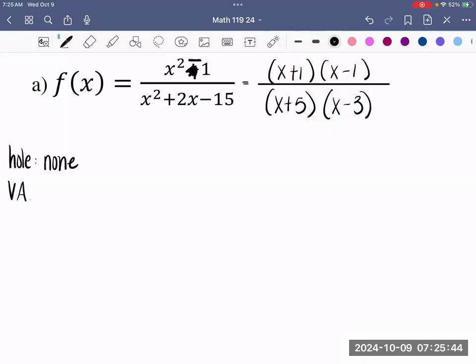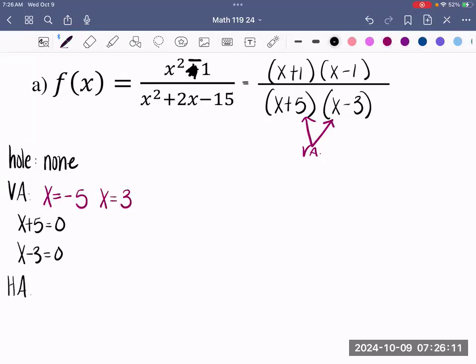However, a vertical asymptote, do we have vertical asymptotes? We should. Anything that's left over in your denominator, these will be your vertical asymptotes. So let's go ahead and take x plus 5 and set it equal to 0, and x minus 3 and set it equal to 0. So your vertical asymptotes are when x is equal to negative 5 and x is equal to 3.